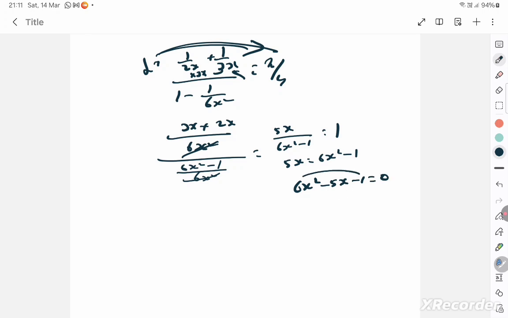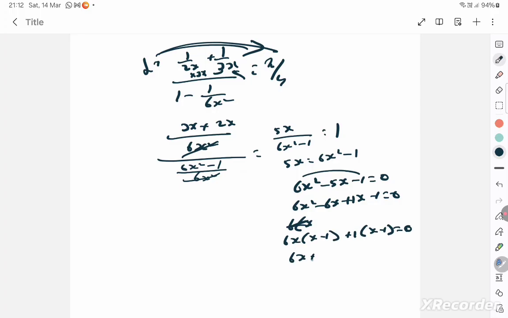And you're going to factorize this. 6 ones are 6. So 6x square minus 6x plus 1x minus 1 is equal to 0. 6x into x minus 1 plus 1 into x minus 1 is equal to 0. 6x plus 1 into x minus 1 is equal to 0. x is equal to minus 1 by 6, or x is equal to 1. And you can plug in whichever answer will be apt for this.